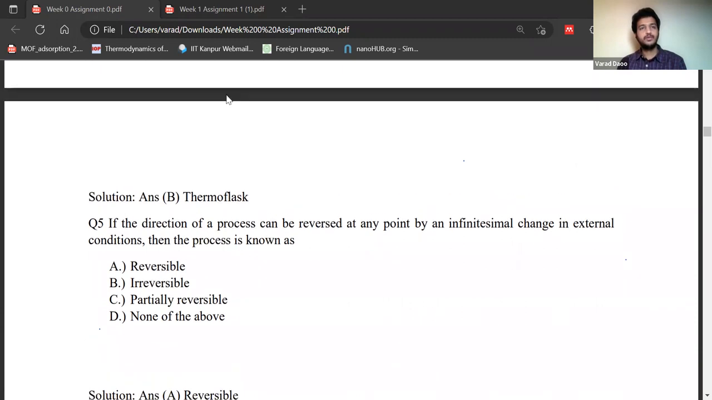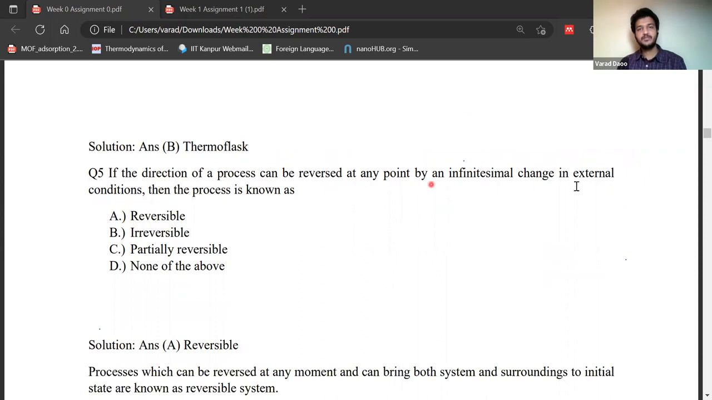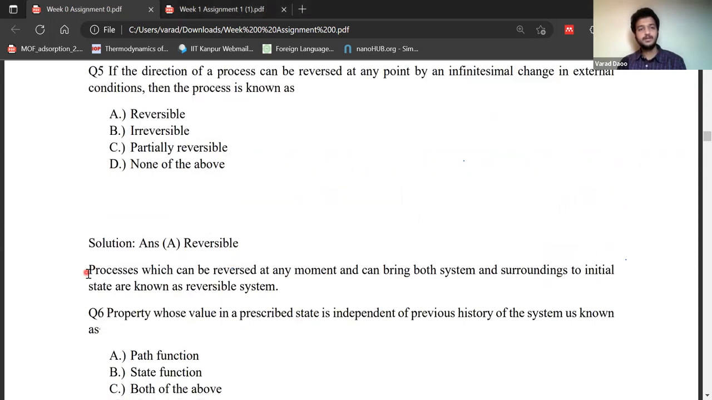So this is the answer. If the direction of a process can be reversed, we have a reversible process, right? The explanation is that it is a process which can be reversed at any moment and can bring both the system and the surroundings back. So here this word has to be highlighted: both, right? Both system and surroundings.